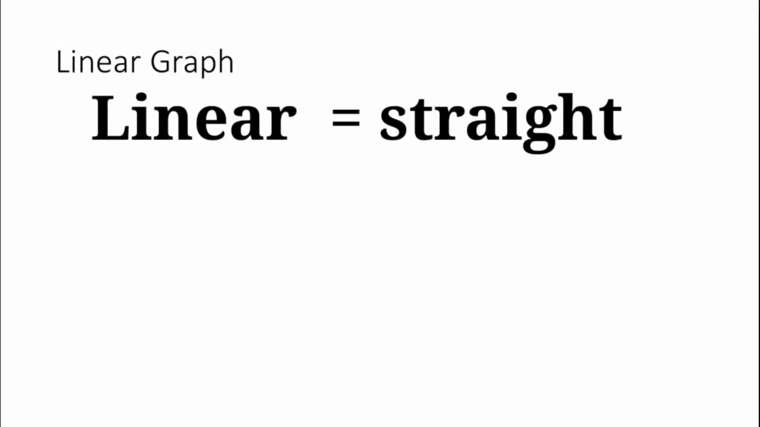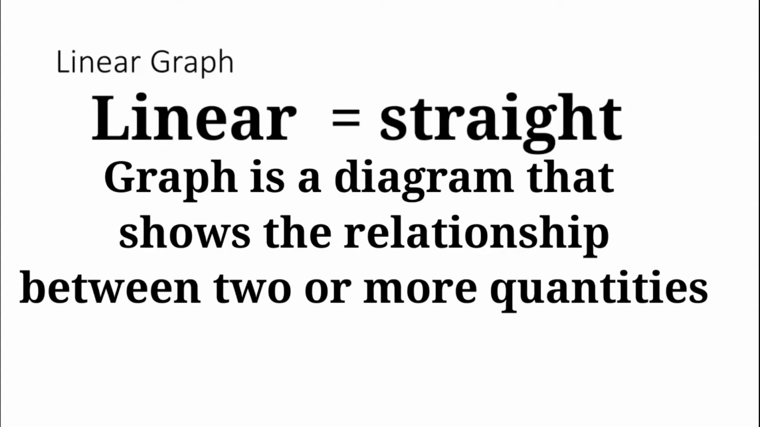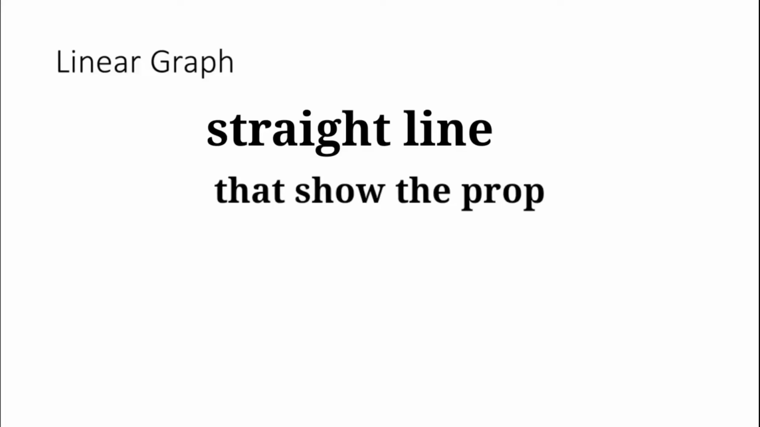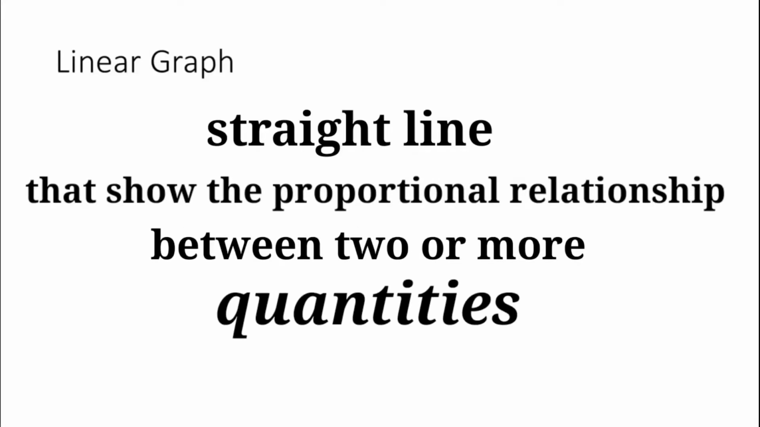Linear means straight, and graph means a diagram that shows relationship between two or more quantities. So, linear graph is the straight line that shows the proportional relationship between two or more quantities. In most of our experiment, we are only concerned ourselves with the linear relationship between the quantity that we are trying to investigate.